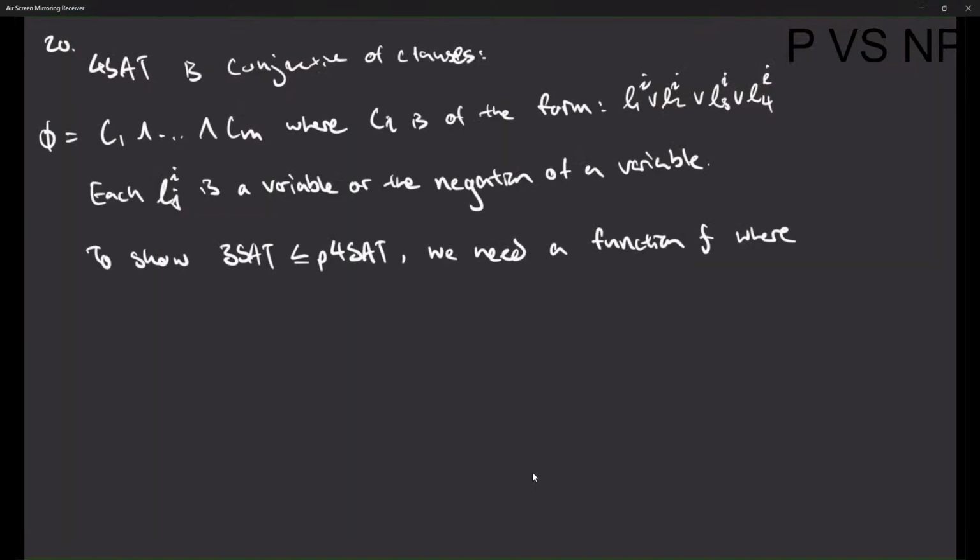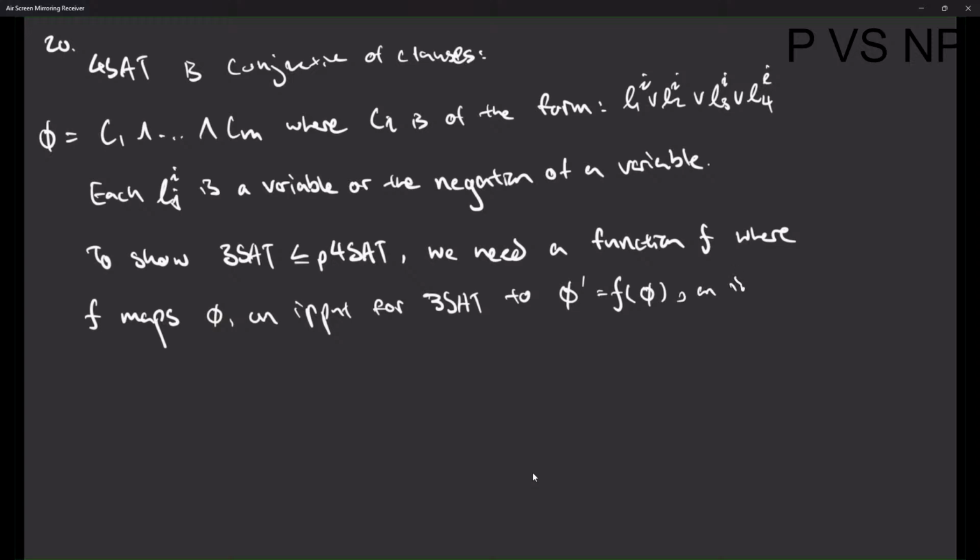Yeah, this input is awful. F maps inputs for 3-SAT to inputs for 4-SAT, phi prime equals f of phi.